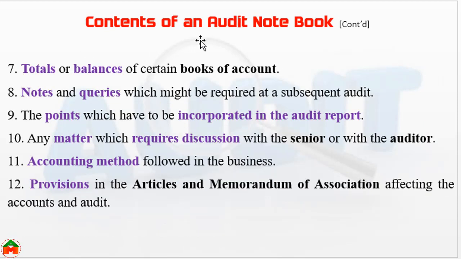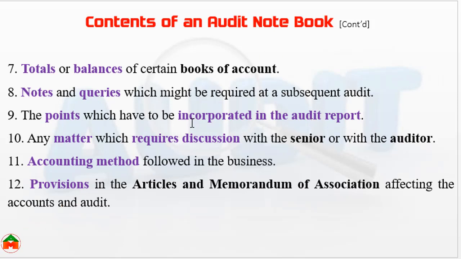The other contents of audit notebook are: the audit clerk should write down the totals or balances of certain books of account, and the notes and queries which might be required at a subsequent time. The type of queries and notes should be written in the audit notebook for getting the explanation from the concerned authority. The next content is the points which have to be incorporated in the audit report.